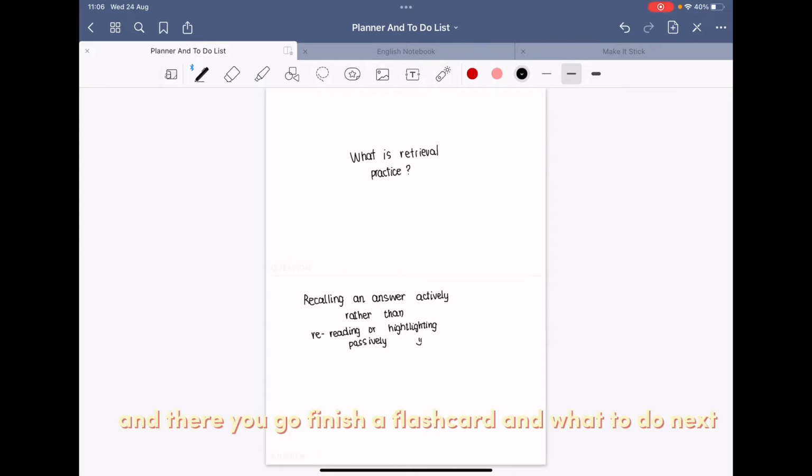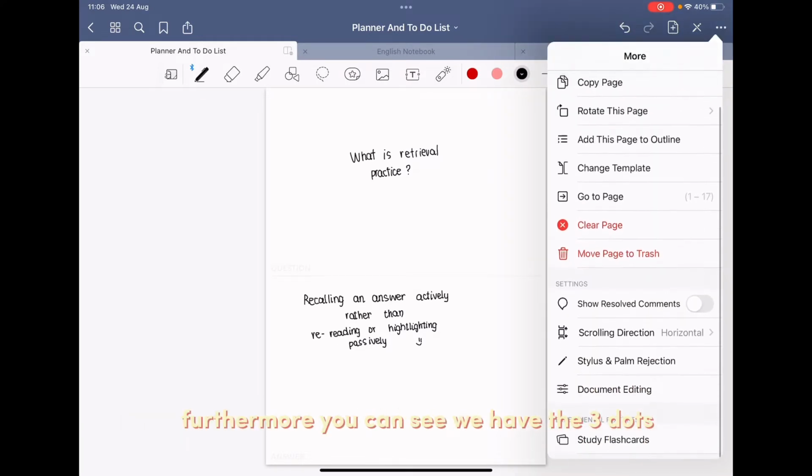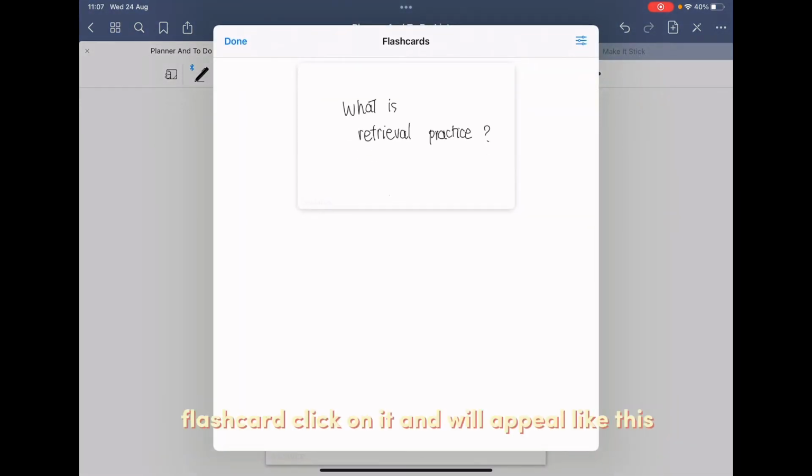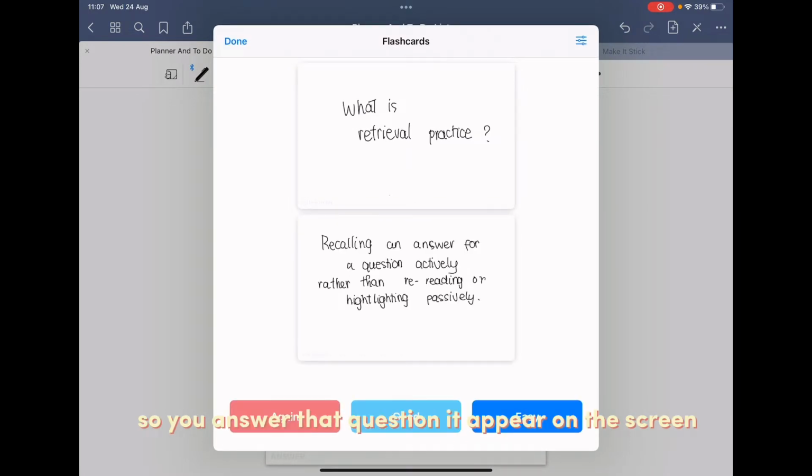And there you go, finish a flashcard. And what to do next? So if you notice furthermore, you can see we have the 3 dots, and then you scroll down a little bit. Flashcard, click on it, and it will appear like this. So you answer that question, it appears on the screen, and you click on it again.